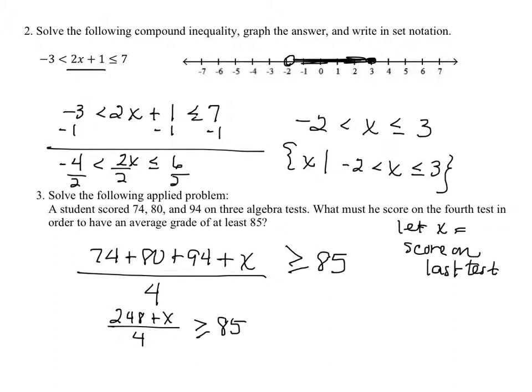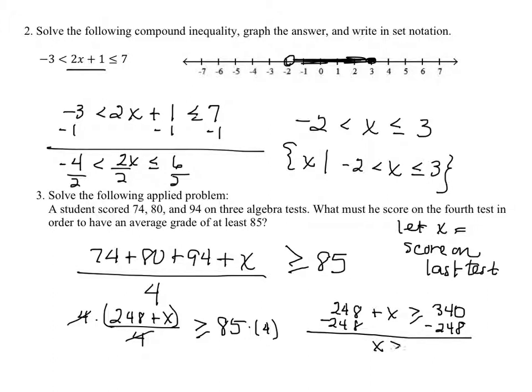Well, what do we do with the 4? We clear the fraction, so we multiply both sides by 4. Well, these 4s will divide out. Yay! So 248 plus x is greater than or equal to, let's do 85 times 4 is 340. I'm going to subtract 248. I don't need to switch the inequality. I'm not multiplying or dividing by a negative number. I'm just subtracting. And I get a 92.